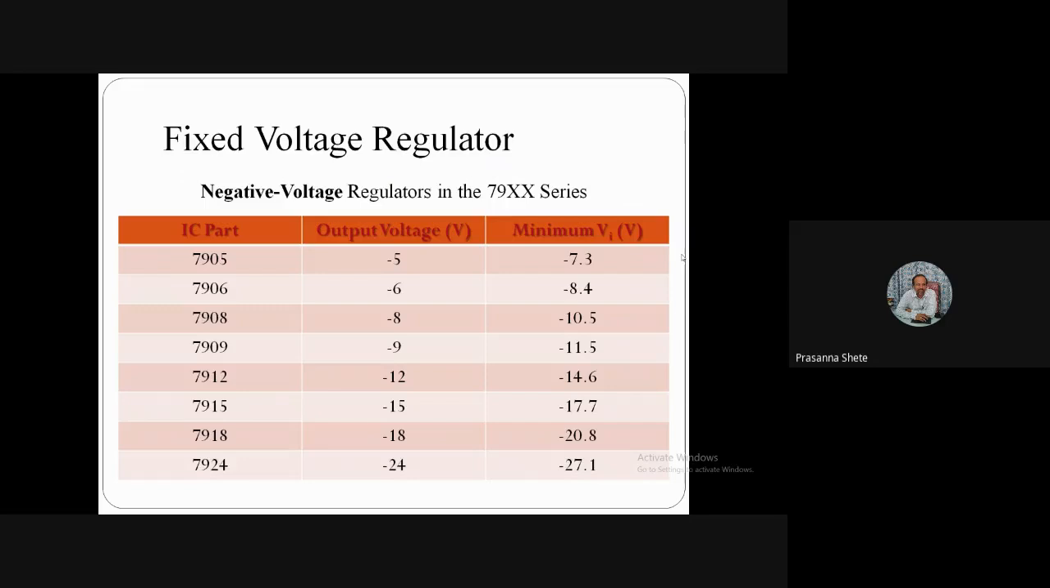I hope you are getting these things very clear that 79XX series means the negative voltage regulator series, and XX indicates the output voltage, how much we have been using it for. So we have different ICs for different output voltages in each case.